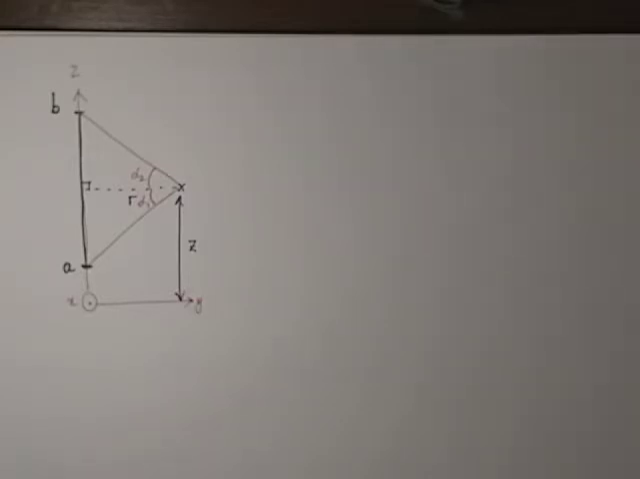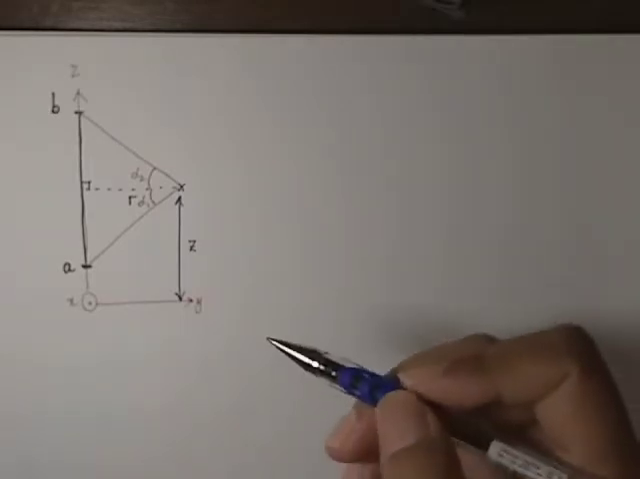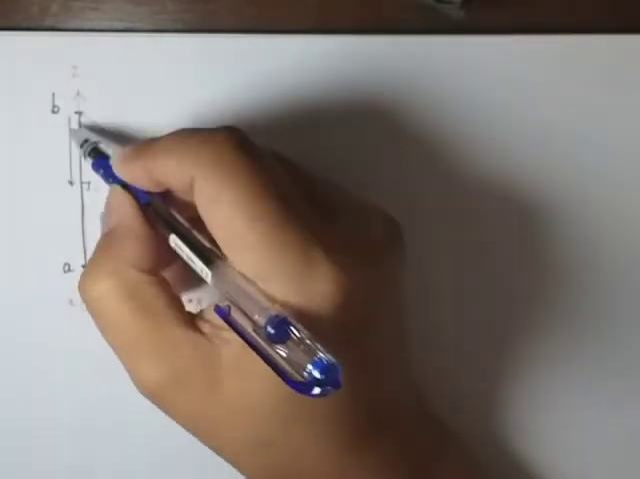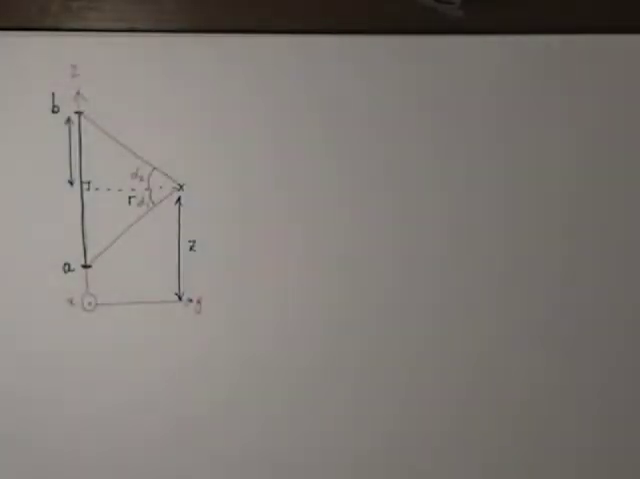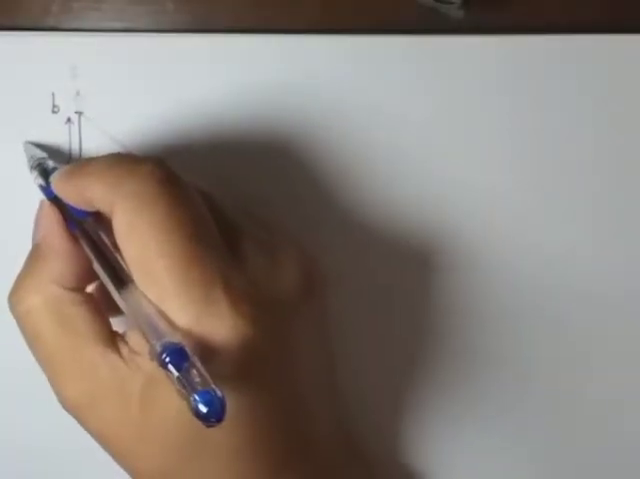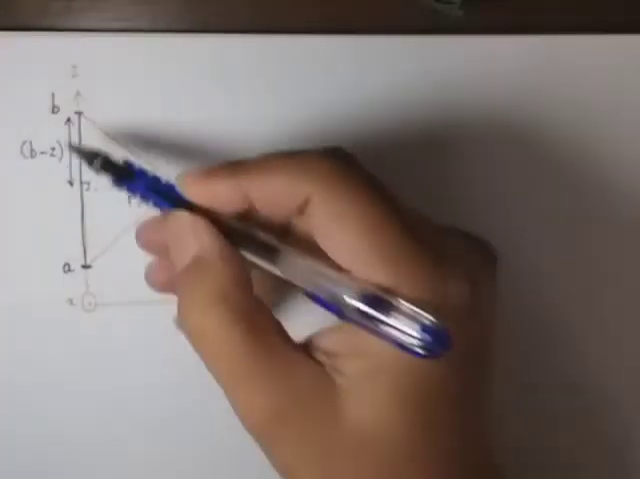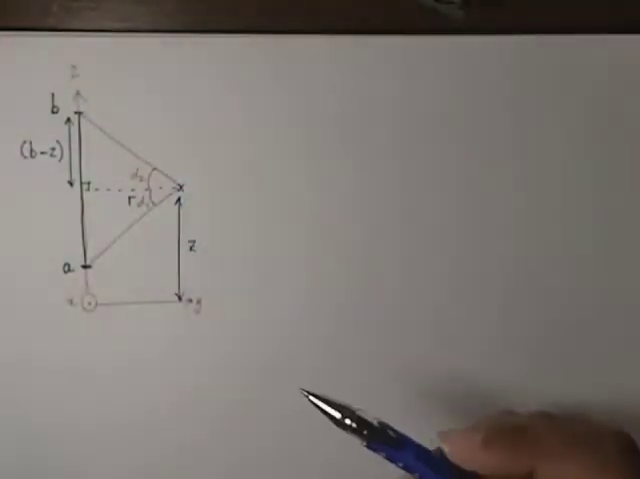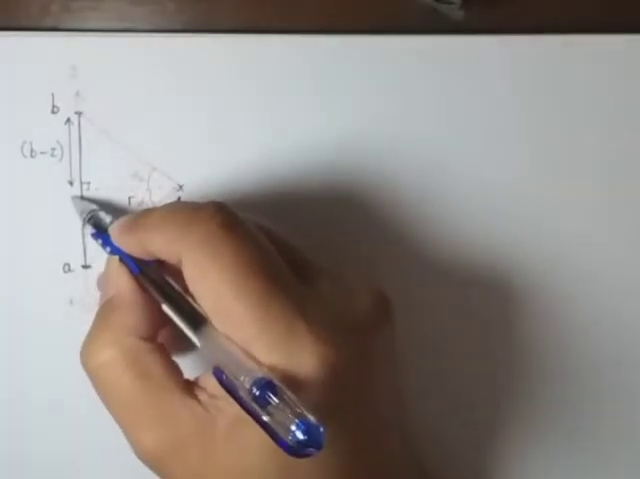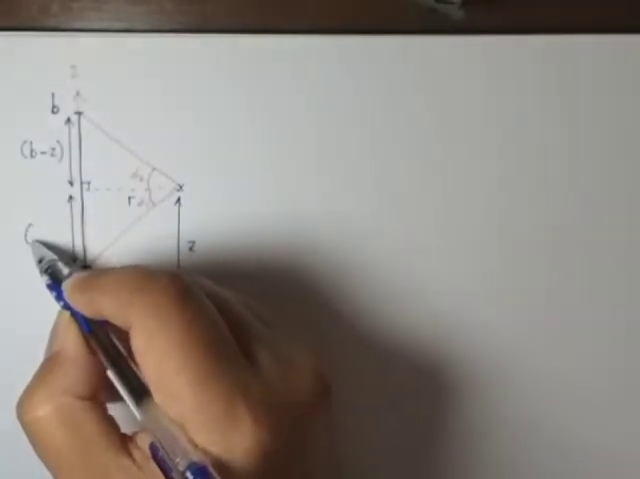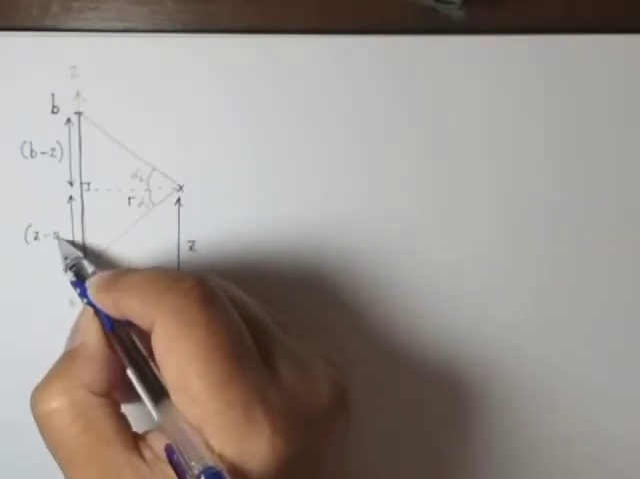So now let's give labels to the lengths of the triangle. We ask ourselves, what should be the length of this side of the triangle? From the diagram we can see it should be b minus z. Do we agree on that? b minus z. So what should be the length of this side of the triangle? Logically, it should be equal to z minus a.